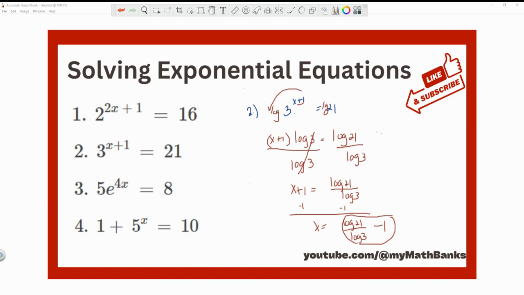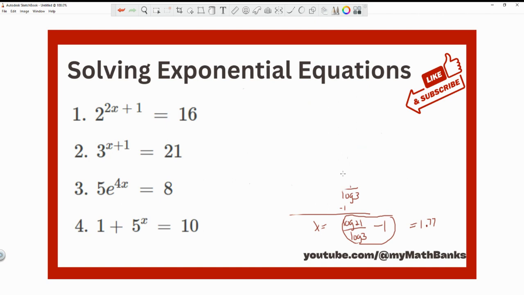So I have log 21 divided by log 3 minus 1. We get 1.77, okay? 1.77 up to the hundredth place, two decimal places. All right, so I hope that helps. Let's move on to number 3.